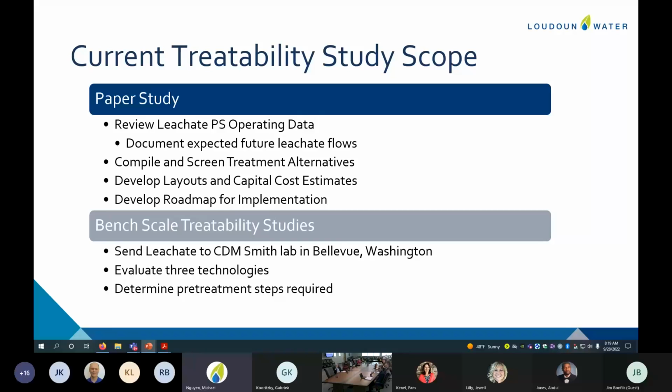So the specific scope of our study, we've got it broken into 2 sections. The first is what we call a paper study. And this is engineers looking at the leachate pump station and understanding what flows are now, what those flows would look like in the future, because we have to know as the landfill opens or closes cells, is that 7,000 gallons going to go up, down? How might it change?